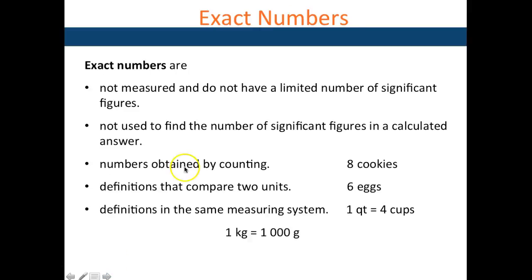Exact numbers are obtained by counting or by definition. When you count something, you know that that's what it is. 8 cookies is not 7.99, it's exactly 8. So either by counting or you can define it. Within the same measuring systems, all equivalents are exact. So 1 kilogram to 1000 grams, that's exact. 1 quart to 4 cups, that's exact. So whether it's American or metric, within their own systems, all of those conversions and equalities are exact.